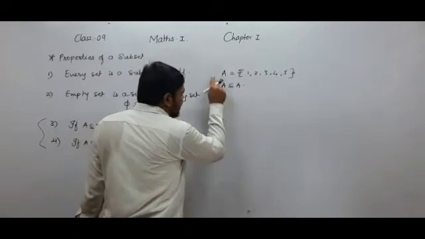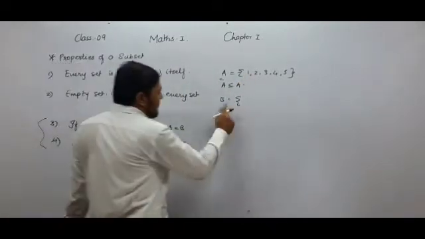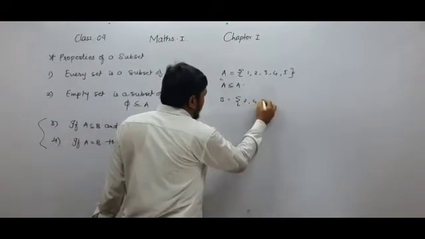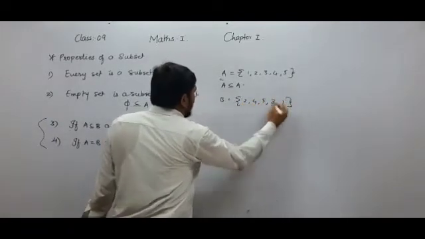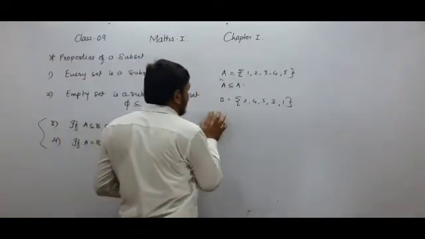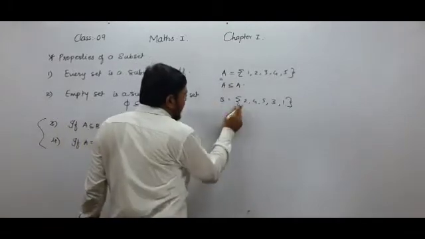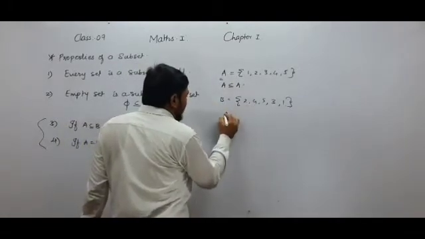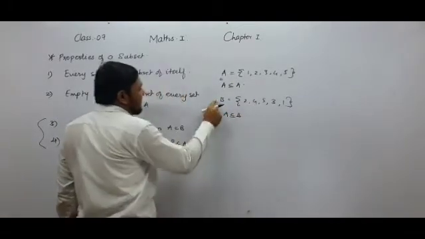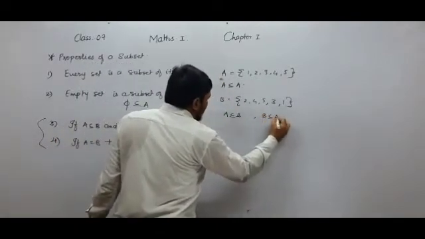Take this set A, and we'll take set B which is equal to this set A. Now B is equal to {2, 4, 5, 3, 1}. If you see the elements of set A and set B, the order of the elements is different, but set A and set B are one and the same. Set A contains all the elements of set B, so A is a subset of B, and set B also contains all the elements of set A, so B is a subset of A.